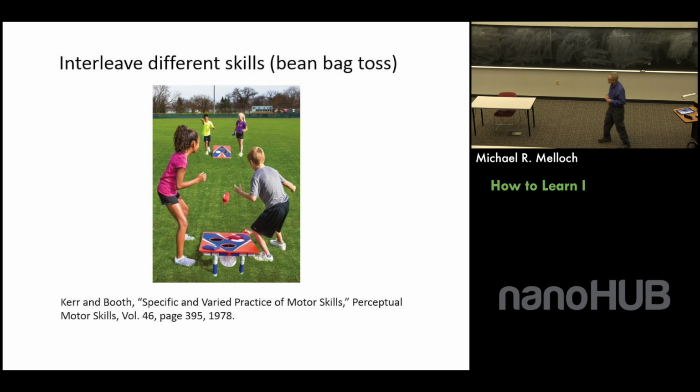Probably the oldest study on this actually had to do with the procedure. They had these 8-year-old kids, and they were going to learn a skill. The skill was they would kneel down and throw a beanbag to a bullseye 3 feet away, but they were blindfolded. So they'd look where the target was, put the blindfold down, and throw the beanbag.